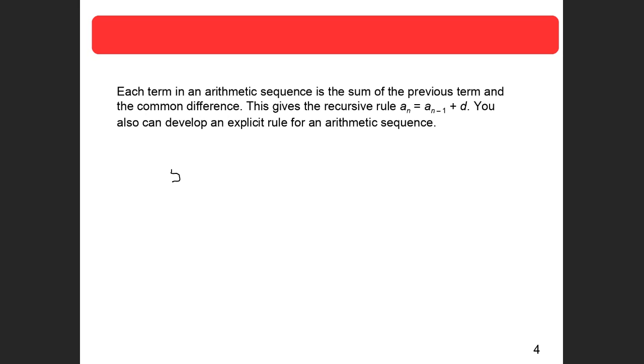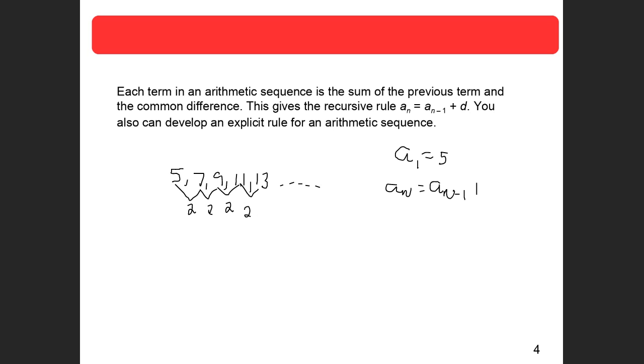So let's give an arithmetic sequence. Okay, so 5, 7, 9, 11, 13, and so on. This is an arithmetic sequence. Why is it so? Because every term is going up or down by the exact same thing. We're adding or subtracting the same number, and it's 2. So in order to write a recursive formula for this, I would just say a sub 1 is equal to 5, and then my recursive formula, a sub n, would equal a sub n minus 1 plus 2. I'm just adding 2 each time.